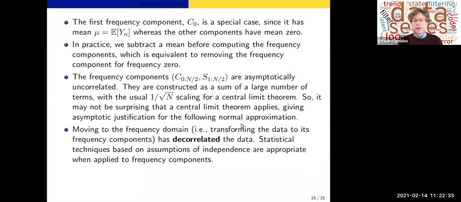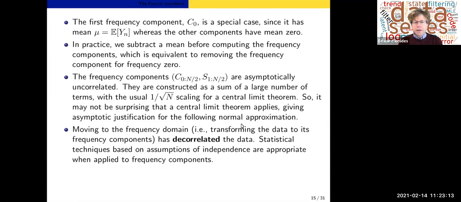Now, this 1 over root n scaling works for all frequency components except the 0 frequency. So the 0 frequency has a mean mu, expected Y_n. Other components have mean 0. This isn't such a problem in practice, because in practice you subtract off a mean before computing frequency components, and that's equivalent to removing the frequency component of frequency 0. Basically, when you're looking at frequency components, you don't normally think of the mean as a frequency component, even though formally it is one.